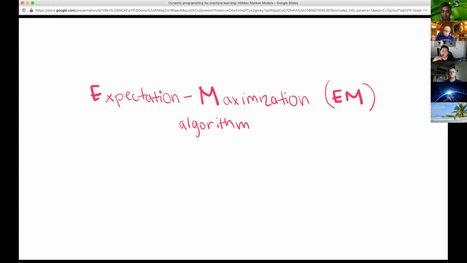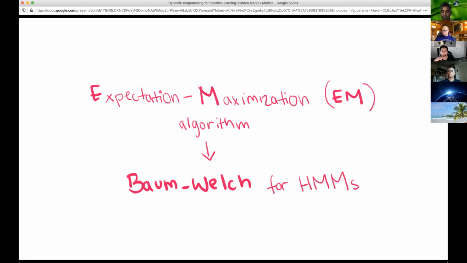And you just keep doing that until you're not really updating very much because you've converged to a good solution. And this is known as an expectation maximization algorithm. And for hidden Markov models, the specific one is called Baum-Welch, and that's the training algorithm that you use.